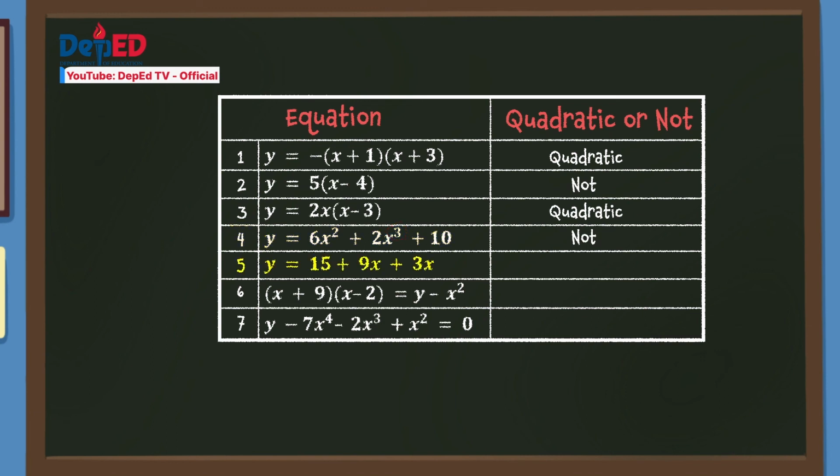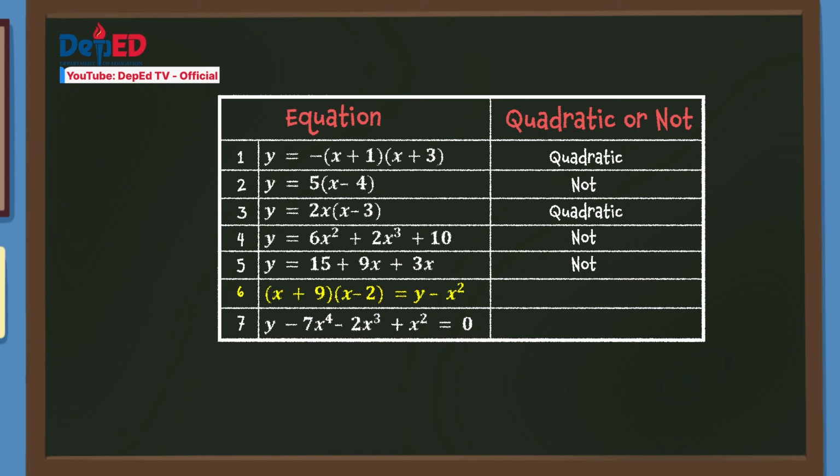Number 5, y is equal to 15 plus 9x plus 3x. Y is already expressed in terms of x. Combining the similar terms, y must be equal to 12x plus 15, another polynomial of degree 1. Hence, the equation is not a quadratic function.